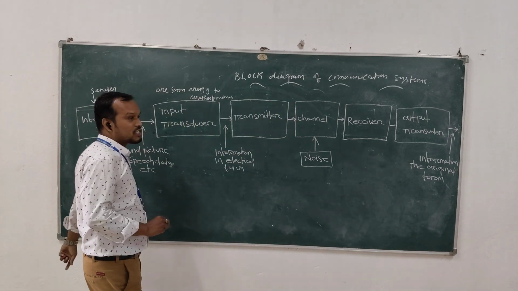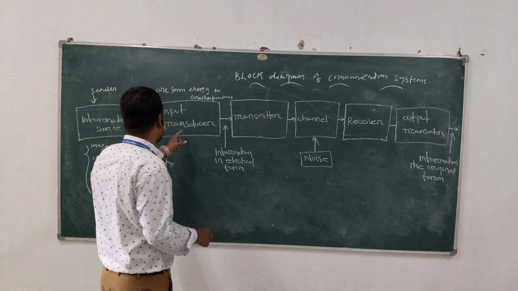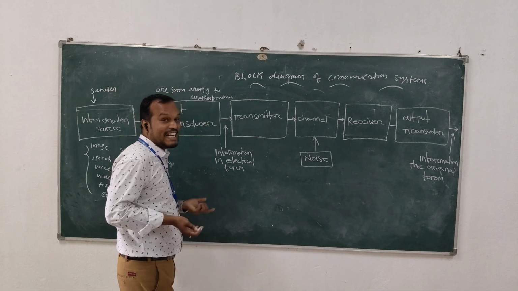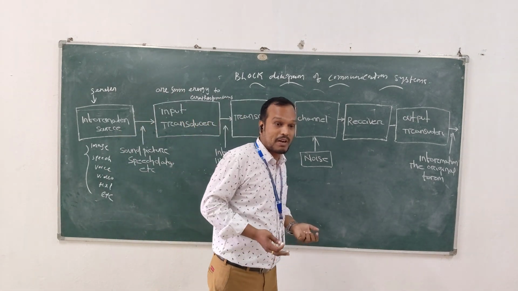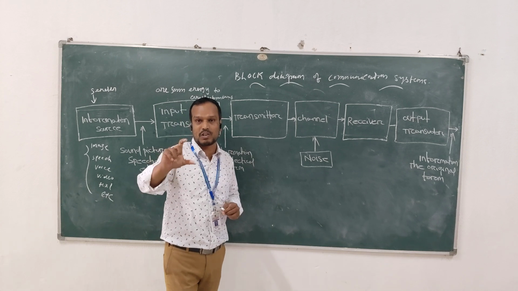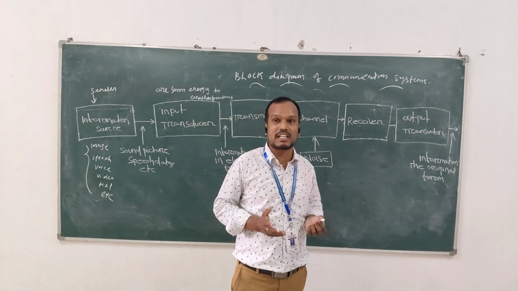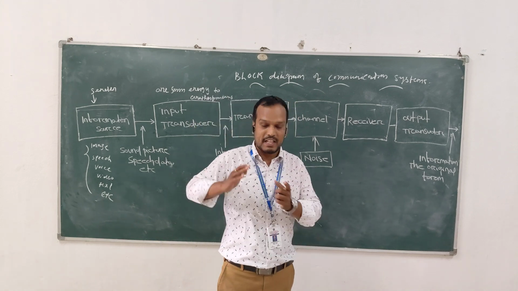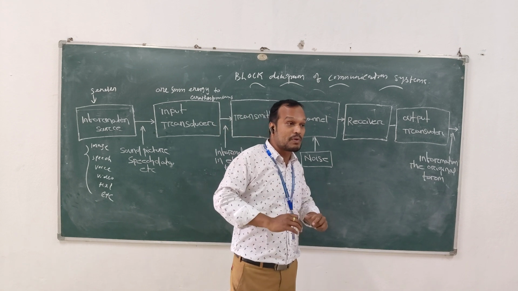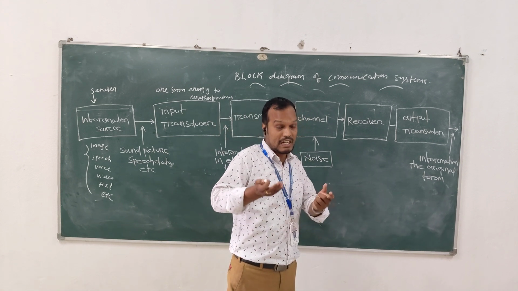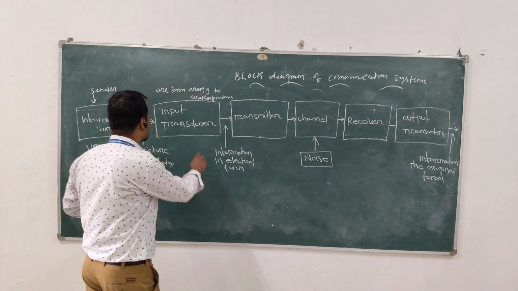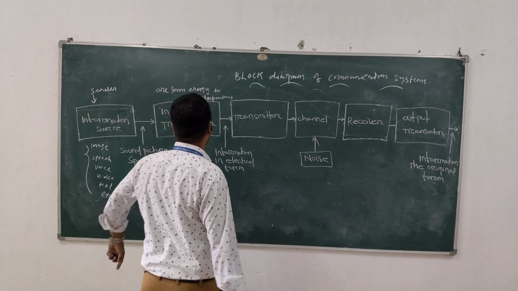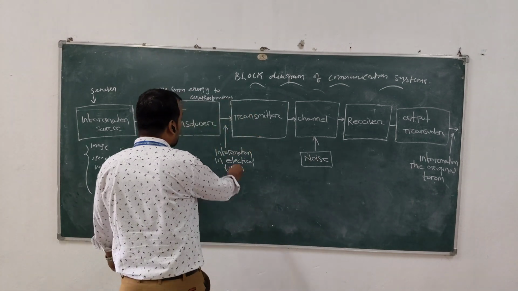So after receiving the information from the information source, the transducer will convert non-electrical to electrical, because whatever the information source generates is in non-electrical form. But we are using devices like mobile phones or switching devices, and the switching device cannot understand the non-electrical form. So we have to convert the non-electrical energy to electrical energy. For that purpose, we need a device, and that device is called the transducer. After conversion from non-electrical energy to electrical energy, it will go to the transmitter.